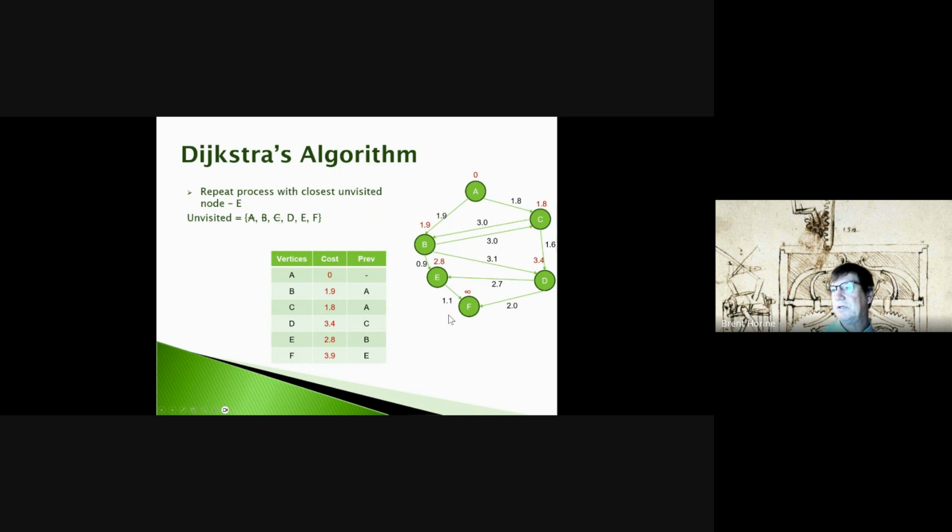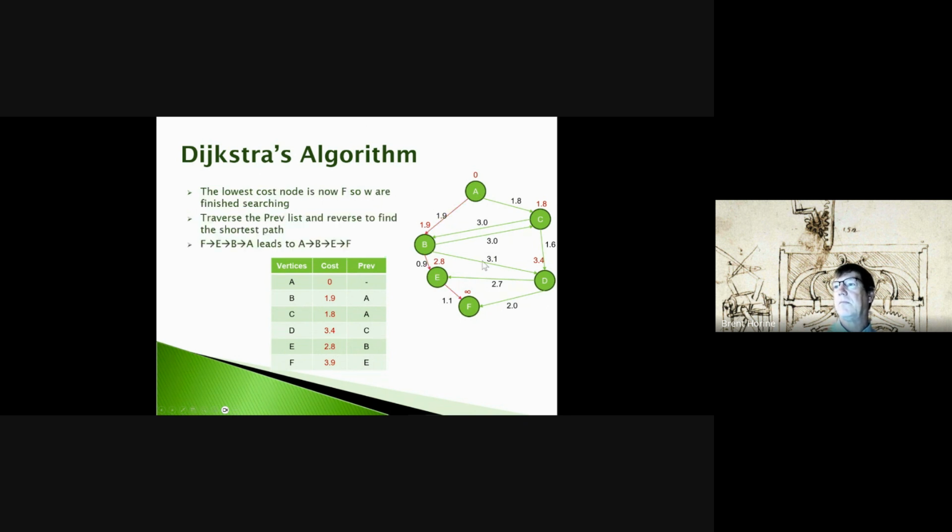F, before we do this, while we're still choosing the node, is still at infinity, right? So we have 2.8, 3.4, and infinity for our set of unvisited nodes. So E is the closest one. So now we can really only get to F from E, but that's where we want to go. So that's good. So now how much is that going to cost us? That's 2.8 plus 1.1 or 3.9. And so we got to F using 3.9, and our previous is E. So we can mark E as visited, and we're done, right?